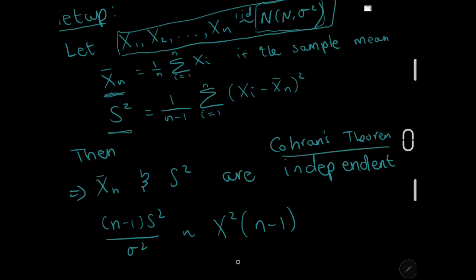Okay, and then the second implication, which is the more important implication, is that if you have this setup, and you take your sample variance and multiply it by n-1 and divide by sigma squared, that is a chi-squared distribution with n-1 degrees of freedom.